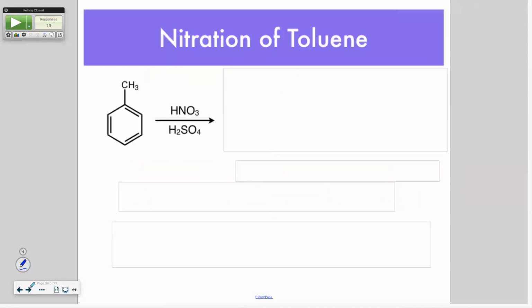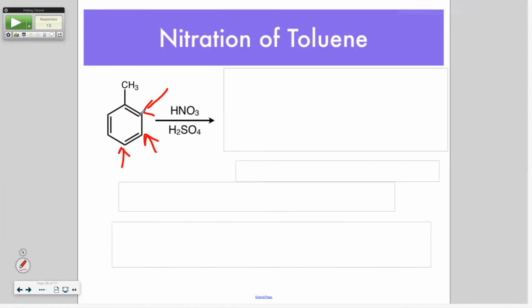Okay. All right, so here is toluene. We're going to nitrate it. Notice that the reagents are HNO3 and H2SO4. Okay. Now, when you put an NO2 on this benzene ring, do you see how many possible products? How many possible? 2? What are the 2? That's not the possibilities. There are 3 possibilities, right?